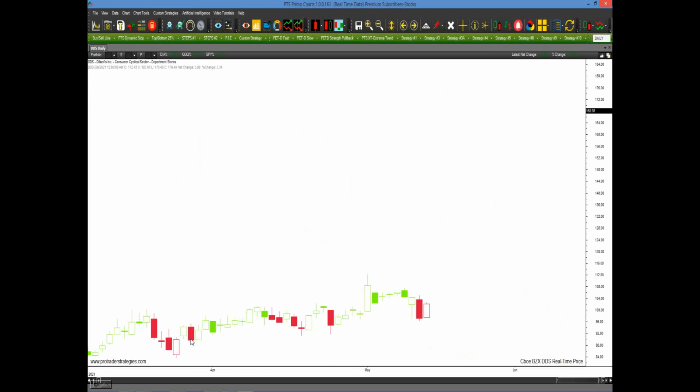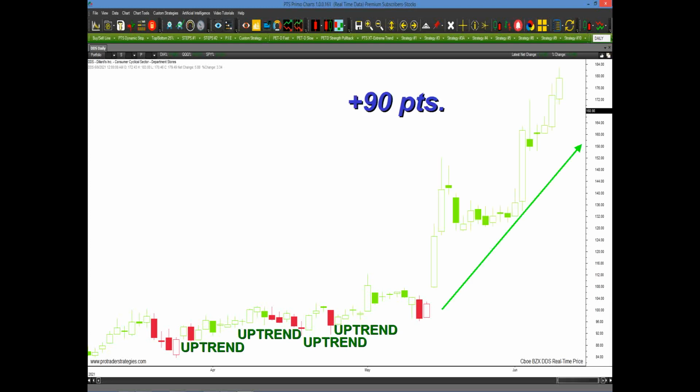Now we have 1 red followed by a green. That's another uptrend signal. 2 more red followed by a green, another uptrend signal. 2 more red followed by a green, and yet another. And then lastly, 1 red followed by a green. So we have a number of uptrend signals here. So the market is screaming to us that it wants to go higher, even though at this point it looks as if nothing is happening. And then look what ultimately happened. Coming into June here, the stock was up 90 points.